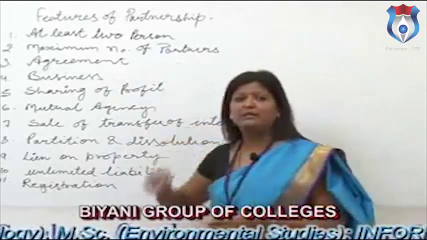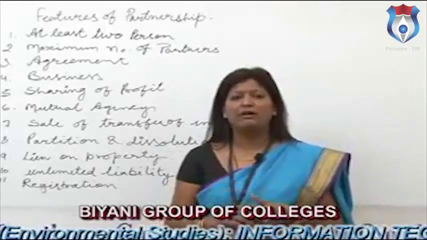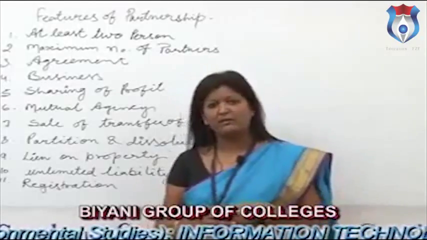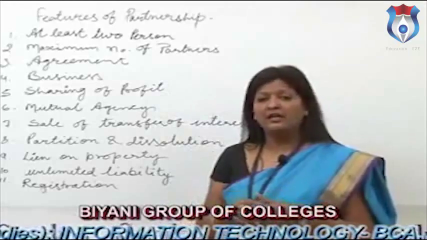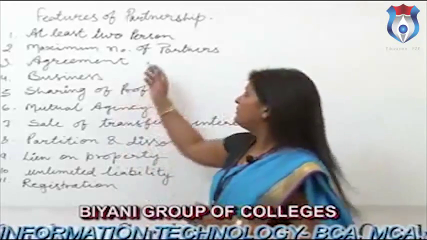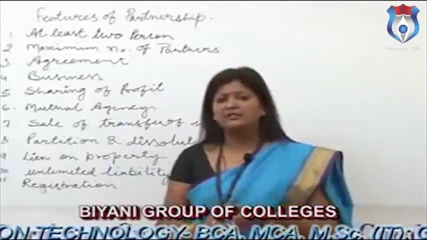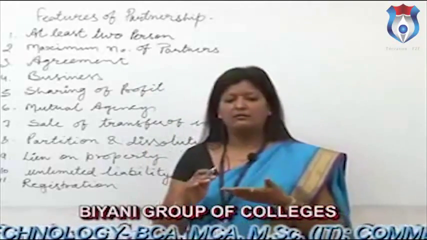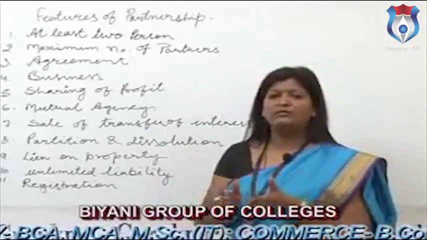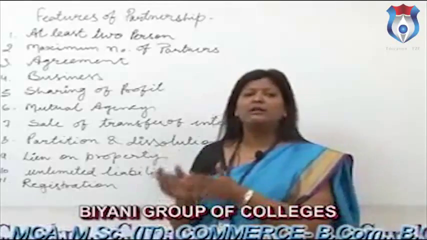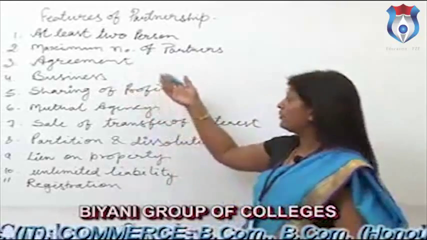The third point is agreement. If some people agree to do some work, there must be an agreement. Without an agreement or contract, they cannot start a business. In the eye of law, the agreement may be implied or expressed. They can sit together and agree on certain conditions. So there must be an agreement, expressed or implied.